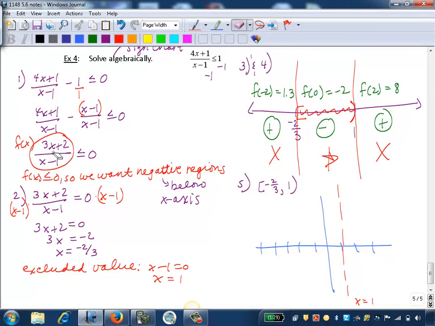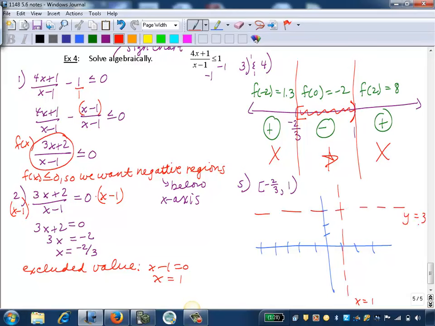And now we know, if we look at our function here, the degree of the numerator is the same as the degree of the denominator, so we know we're going to have a horizontal asymptote, and we'll find it by taking the coefficient here divided by the coefficient here. So 3 divided by 1 is 3. So we're going to have a horizontal asymptote at y equals 3, which we also saw in the calculator.